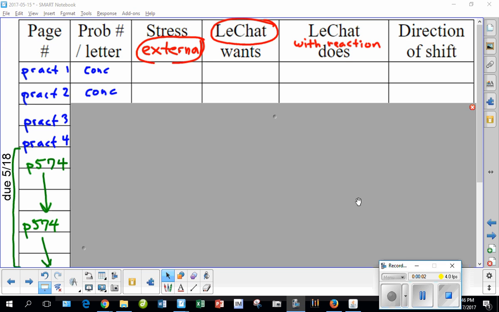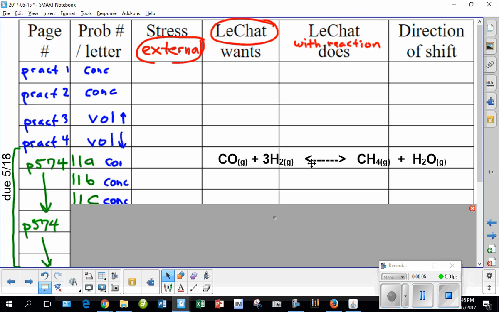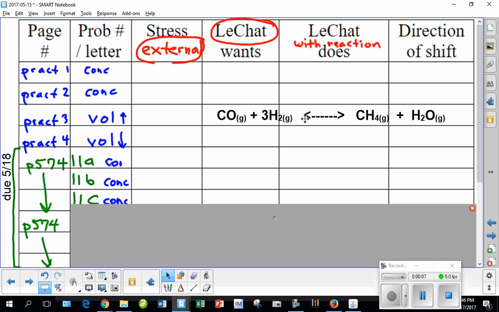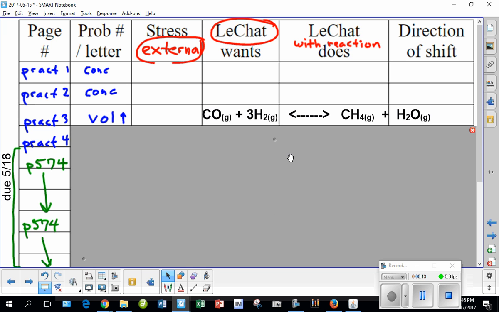Okay, so what I'm going to do is show you the balanced equation that this little set of problems we're doing is going to be based on. If you look at your homework and turn to page 574, you'll see it's like 11 ABC and 12 ABC, because I'm going to do several problems. First of all, concentration, which is what number 11 does, and then three problems in your homework on changes in volume. Changes in volume are going to be the stress.